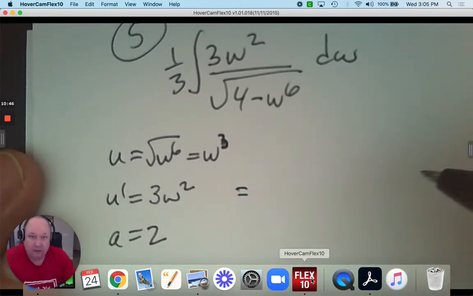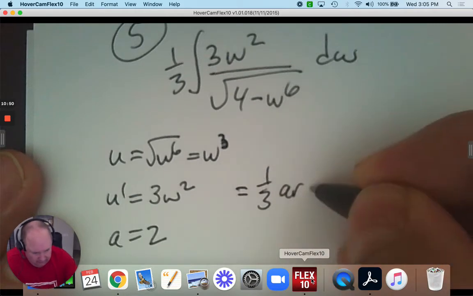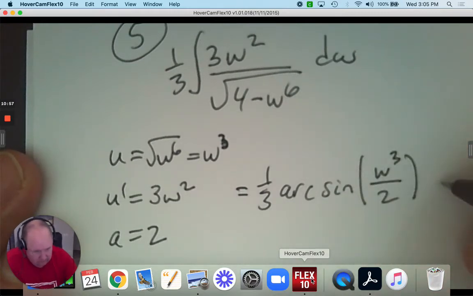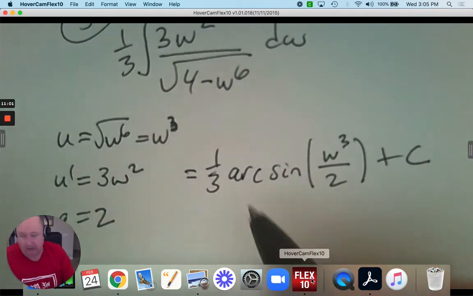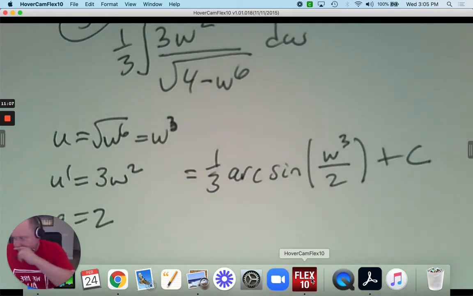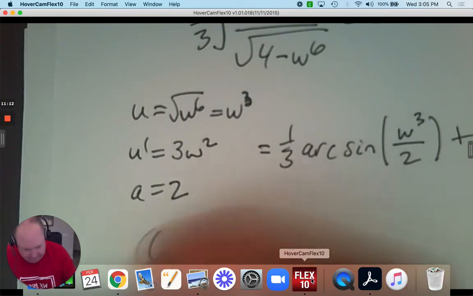So we start with 1/3 arcsine, and it's U over A. That's W cubed over 2. And then the candy. For arcsine, we don't have a 1 over A in front for the formula. All right, on to number 6.